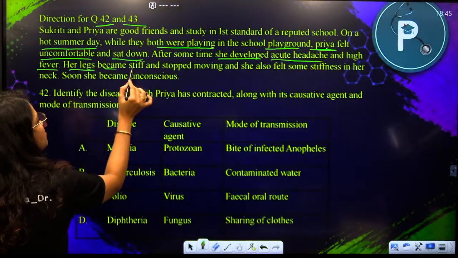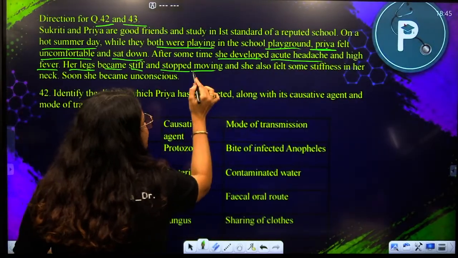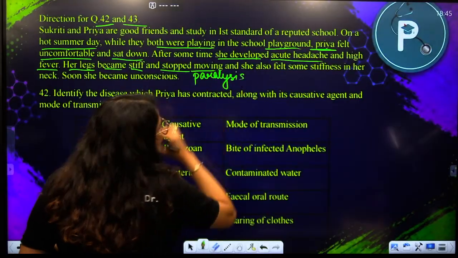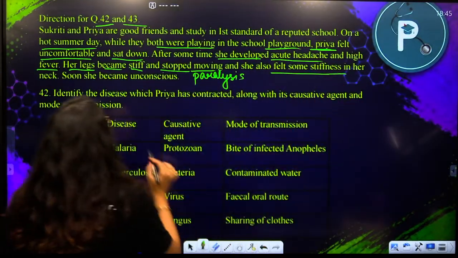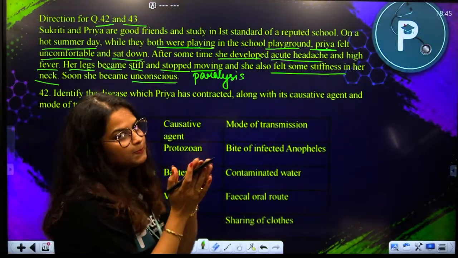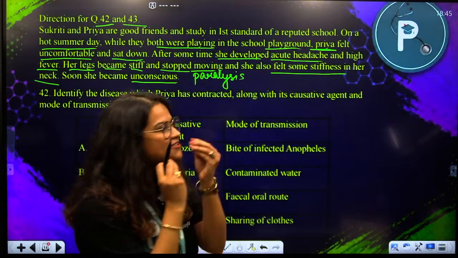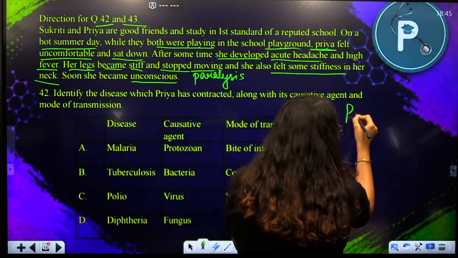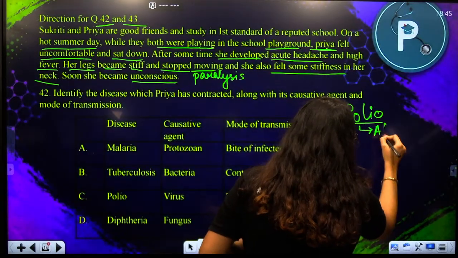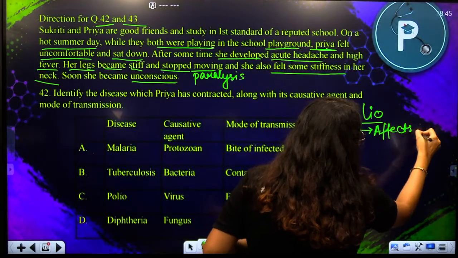Her legs became stiff and stopped moving. That means they're talking about paralysis in one of the legs. She also felt some stiffness in her neck. Soon she became unconscious. We are actually talking about polio here. Polio always affects the CNS, the central nervous system.